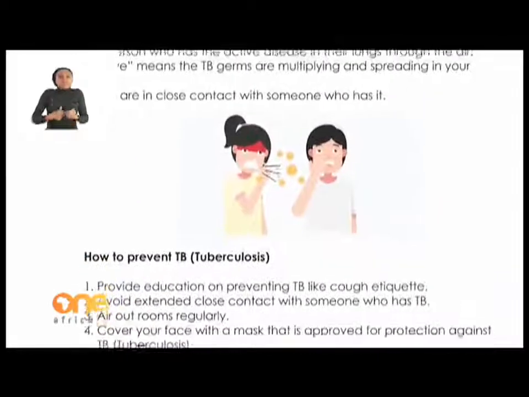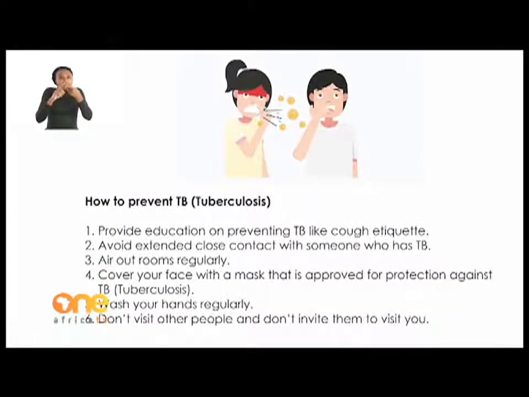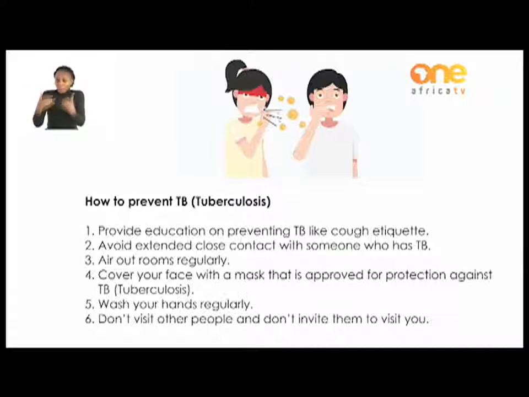Right. So how do we prevent getting TB? How to prevent TB? Provide education on preventing TB, like cough etiquette. Avoid extended close contact with someone who has TB. Number 3, air out rooms regularly, which means you should open the windows and keep the air well ventilated. Number 4, cover your face with a mask that is approved for protection against tuberculosis. Number 5, wash your hands regularly. Number 6, don't visit other people and don't invite them to visit you if they are said to have TB.